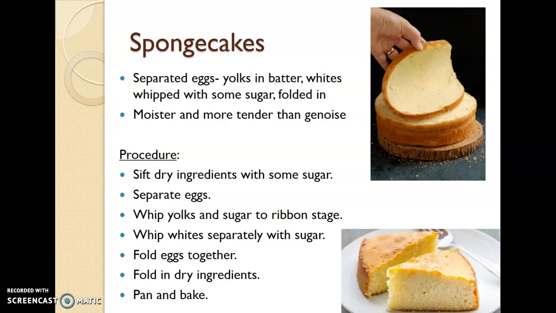So I'm going to whip the yolks and the sugar just till it's about a ribbon stage, meaning that it's a lighter pale yellow color, and that if I pulled the whisk out of the batter, it would leave like a ribbon kind of resting on top, meaning it's a little bit thicker there. Whip the egg whites separately, again with some sugar to really stabilize and hold that stability there. And then you'll fold them together and fold in the dry ingredients. Here then you're going to go ahead and pan and bake.